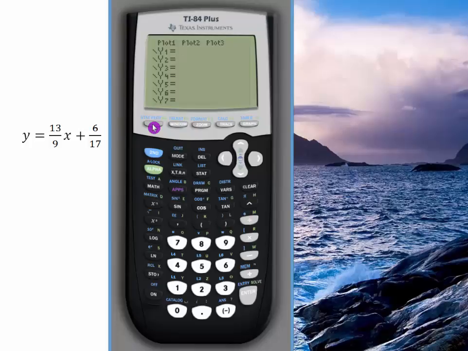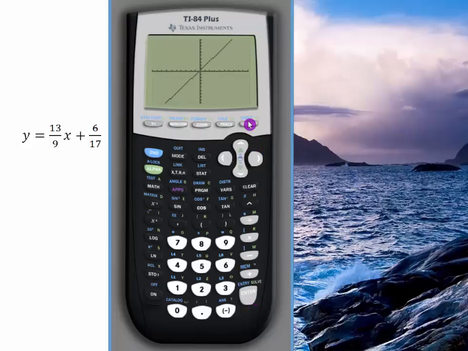You have two options. Enter it straight away, 13/9 x plus 6/17. Or you can enter it using the fraction template. Press alpha, Y=, and then the number 1. 13/9 times x plus, again, alpha, Y=, the number 1, 6/17. While both of these equations will graph the same line, they will appear differently in the table.